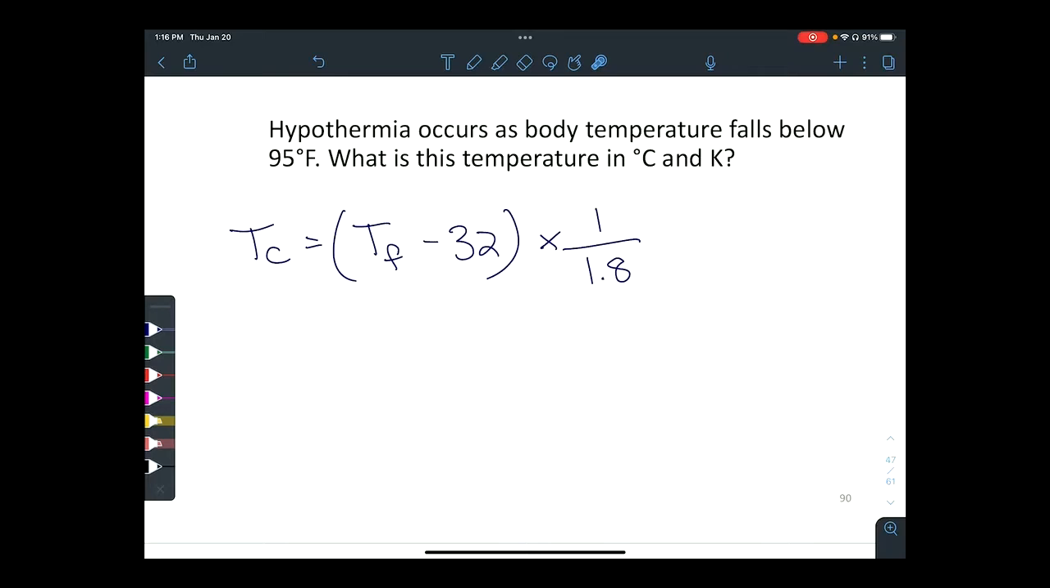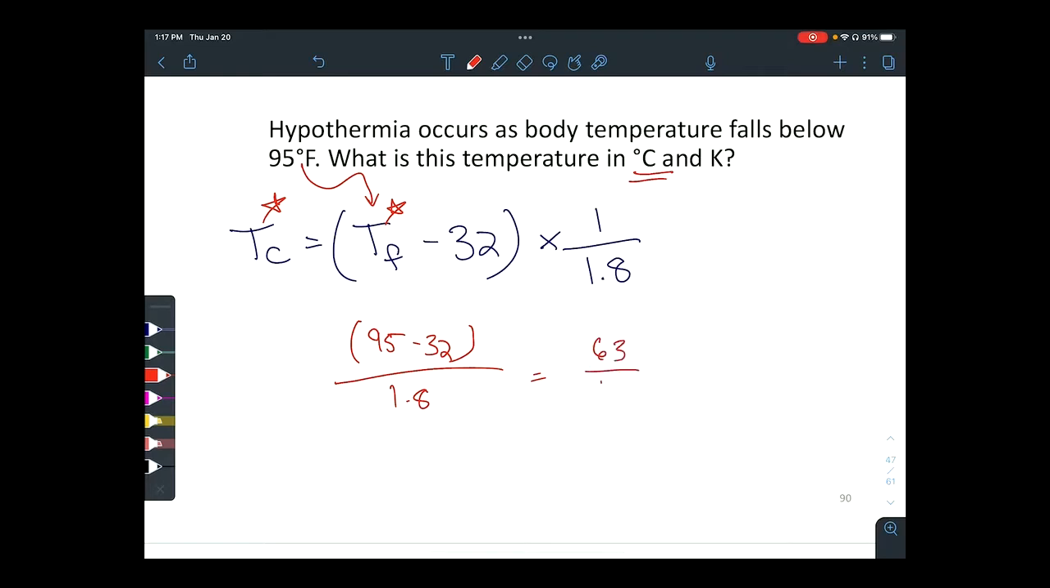But anyway, this is the equation we use to relate Celsius and Fahrenheit. We're given Fahrenheit and we want Celsius. And then from Celsius, we can easily get to Kelvin. It's not useful to go from Fahrenheit straight to Kelvin, always just go through Celsius in this case. So we are inserting that Fahrenheit temperature, divided by 1.8, and that will give us our Celsius temperature. So 95 minus 32, so 63 divided by 1.8. So our Celsius temperature is 35 degrees Celsius.